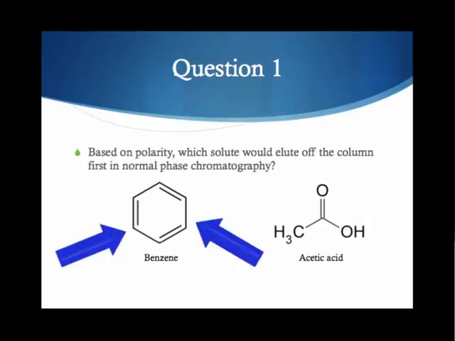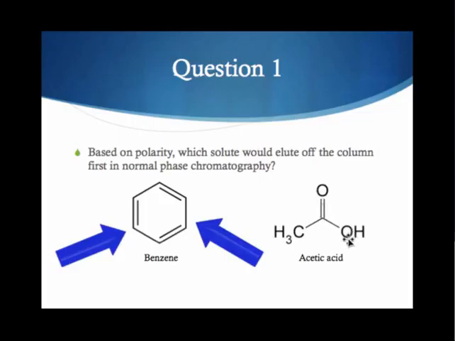The answer you should have gotten is benzene. The reason for this is because benzene is only made out of carbons and hydrogens, and so there isn't much difference in polarity between any of the bonds because they're all the same atoms. Now looking at acetic acid, we see that there is an alcohol group and an oxygen double bonded to the central atom.